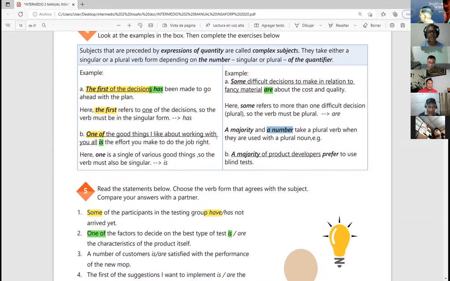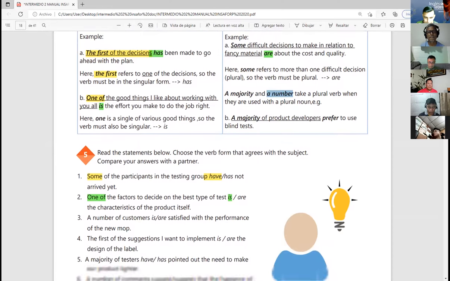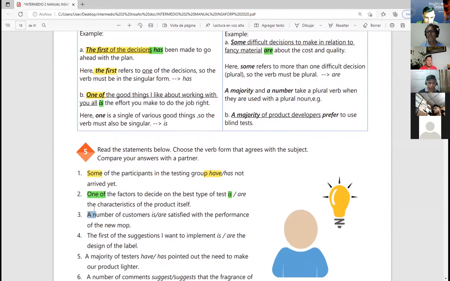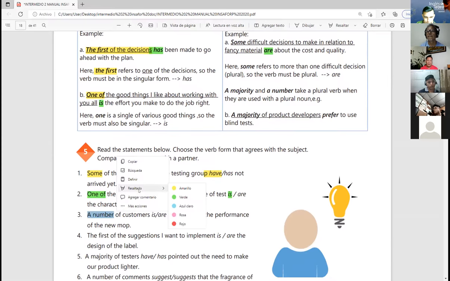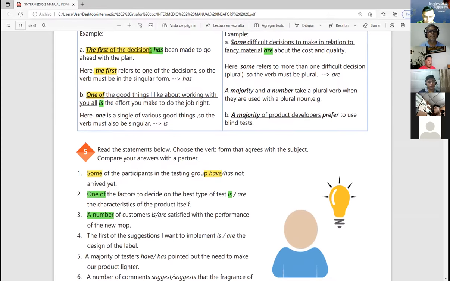And we use with plural. One is R. Yes. One number is a number R. Here it says a number. Yes. Okay. And we're going to use with plural. Plural.